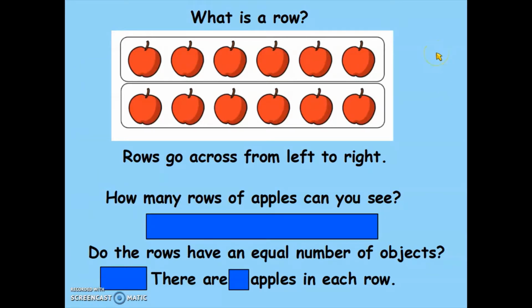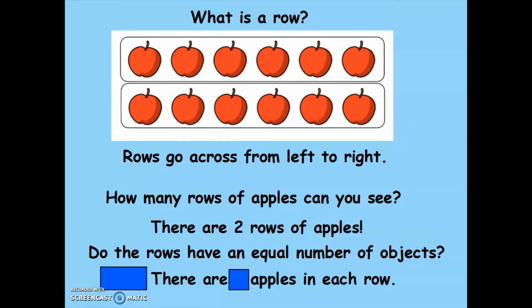What is a row? So this is some apples in a row. Goes from left this side all the way to right at that side. How many rows of apples can you see? So remember, this is a row, so we've got 1 row and 2 rows. Did you get that right?